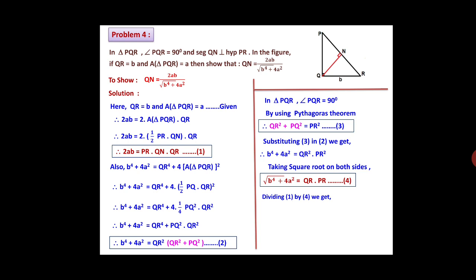So now we will divide equation 1 by this equation 2, both red color equations in the bracket. So we are getting on the left hand side 2AB upon under root B4 plus 4A square is equal to, at the numerator, PR into PQ into QR divided by QR into PR. So red color all will get cancelled and what is left is equal to 2 times AB divided by under root B4 plus 4A square. This is also a simple problem. Just go through this one and you will get the solution.